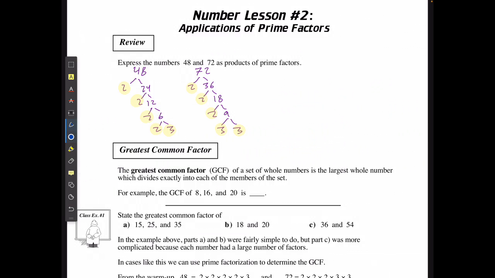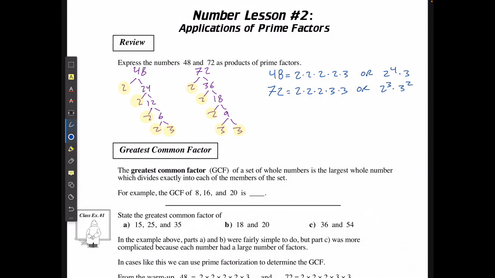Which means that 48 is going to be equal to 2 times 2 times 2 times 2 times 3, or 2 to the power of 4 times 3. 72 is equal to 2 times 2 times 2 times 3 times 3, or 2 to the power of 3 times 3 to the power of 2.